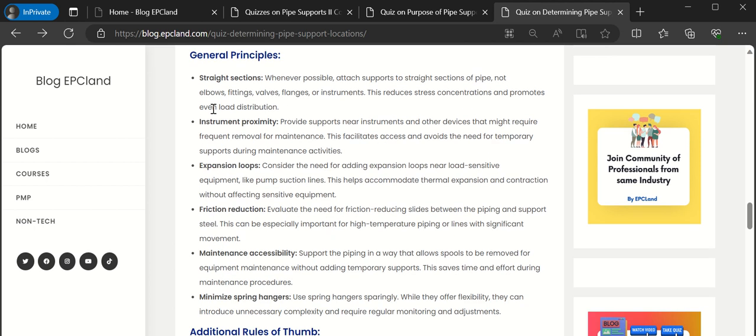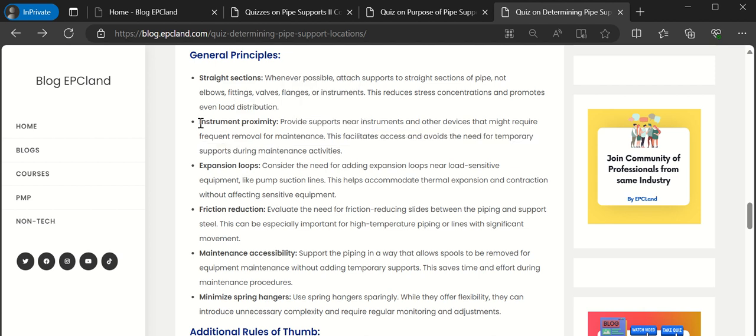For example, the first one: if you talk about the straight sections, there will be a few fittings, turns, valves, flanges, instruments in any of the piping systems. So we try to locate these supports in the straight section first, right? This reduces the stress concentration and helps us to distribute the loads evenly.